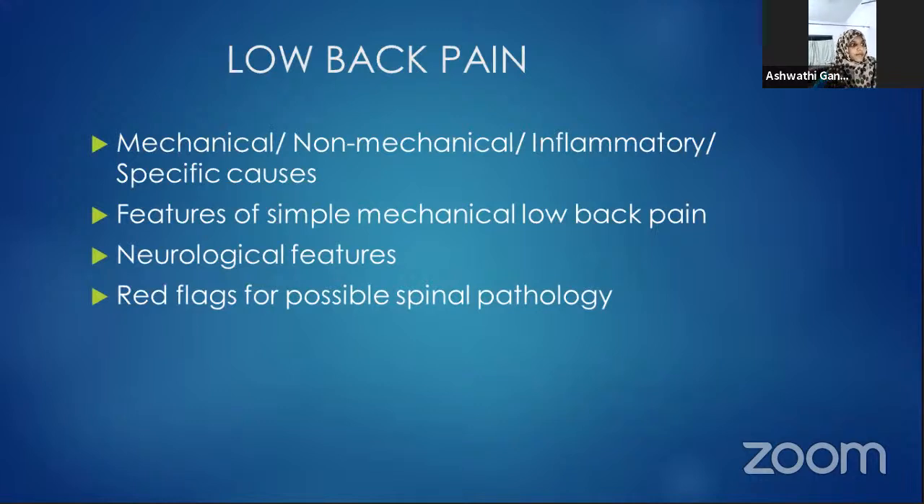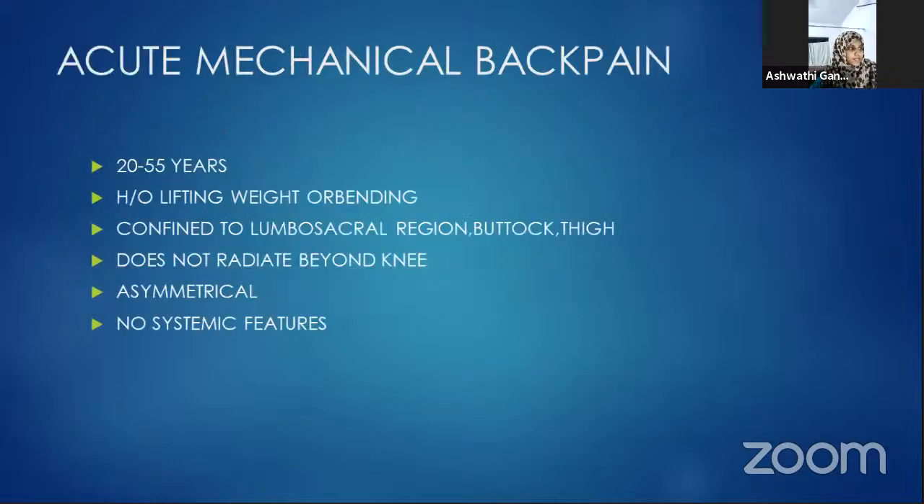Acute mechanical back pain usually affects persons in the 20 to 55 years age group. There will be a history of antecedent unaccustomed activity, lifting weight, or bending. Usually the acute mechanical back pain is confined to the lumbosacral region, buttock or thigh. It usually does not radiate beyond the knee. It is a key point. It does not radiate beyond the knee, and there will be no neurological signs, no paresthesia and so on.